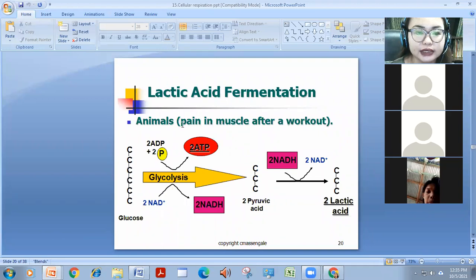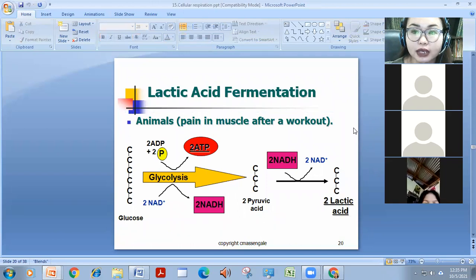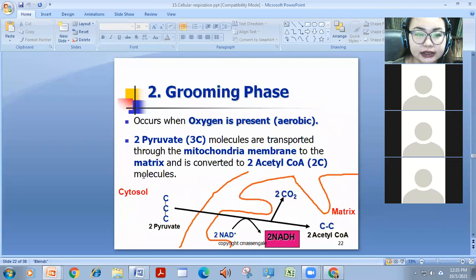Lactic acid fermentation occurs in animals, even in humans. That is why, as I mentioned earlier, we get pain in the muscle when we work out, because of lack of oxygen. We get lactic acid fermentation, wherein glucose produces 2 lactic acids with 2 ATP. So the end products are 2 ATP and 2 lactic acids.